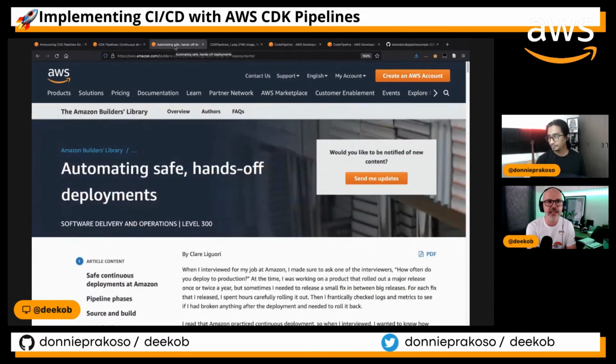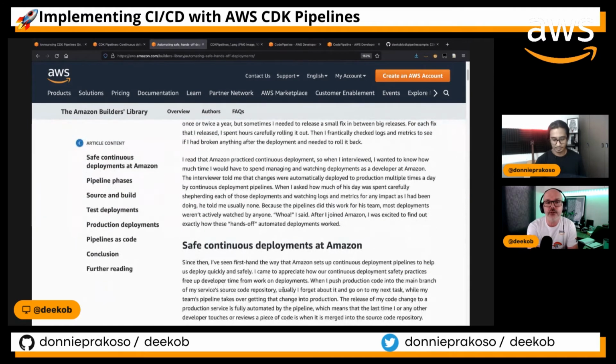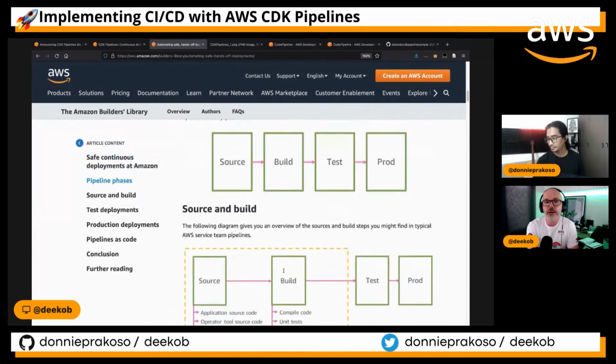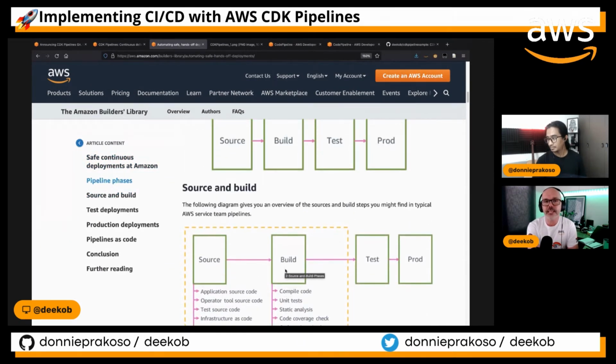To do that, there's a great article in the AWS Builder's Library called Automating Safe Hands-Off Deployments by Claire, and it goes through all the things that we do in Amazon to build out a pipeline and goes through the steps and stages.